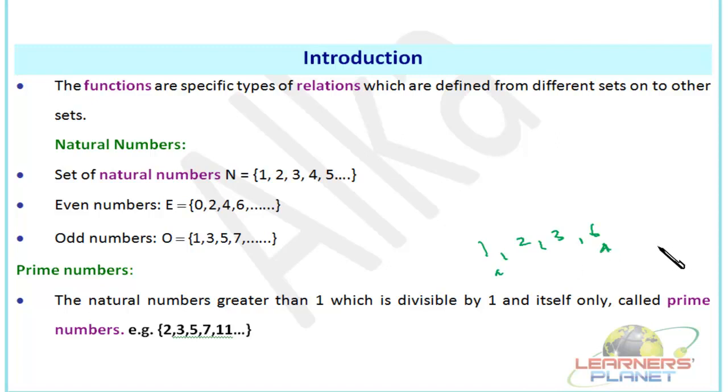Similarly, if I talk about maybe 25, what are the factors? It's 1, 5 and 25. That means we have one extra factor apart from 1 and the number itself for 25, that is 5. That means 25 is a composite number. So you got the difference between prime numbers and composite numbers. Prime numbers always have exactly two factors, that is 1 and the number itself, and composite numbers will have at least three factors.